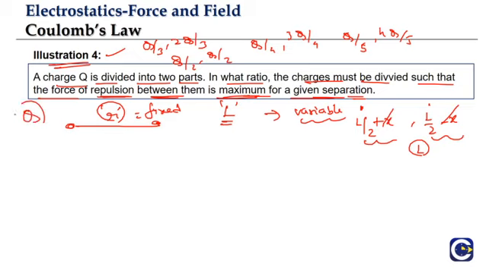Similarly, here we are breaking a charge q into two parts. Let us say one part is q by 2 plus x, other part will be q by 2 minus x. This is a way of dividing the charge into two parts by using a variable. Here x is the variable, and our task is to find what is the value of x.